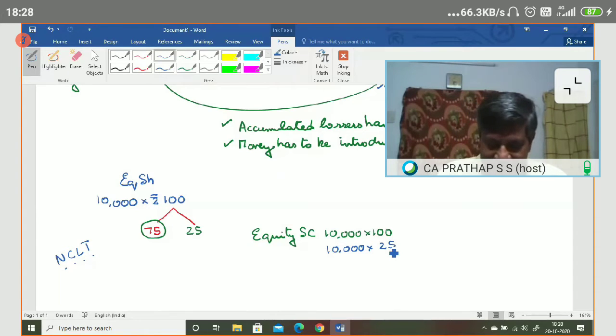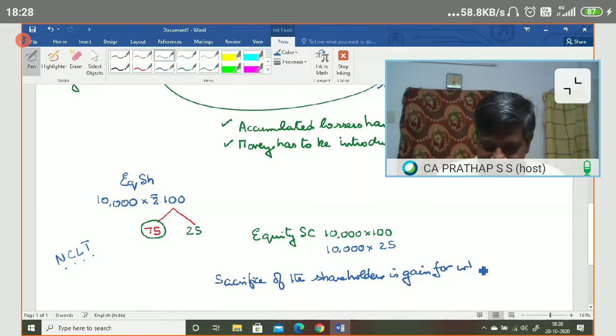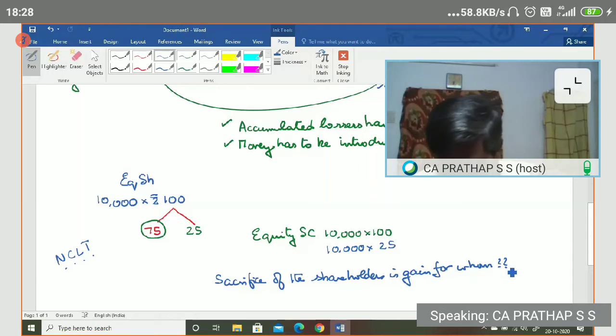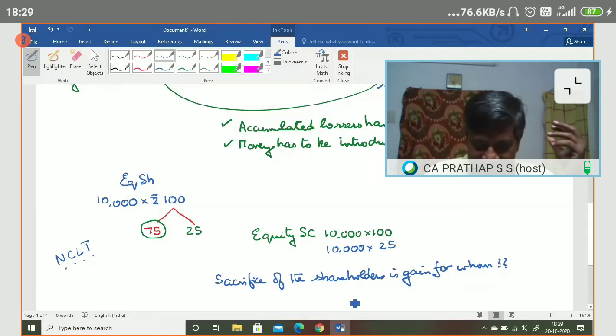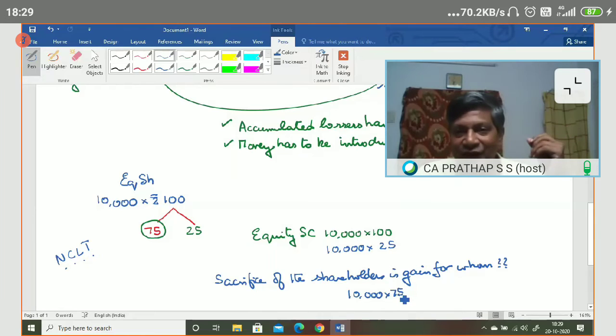And the sacrifice of the shareholders is whose gain? Tell me, whose gain? Is it a gain for whom, guys? Very good. It is the gain for the company. So how much is the gain for the company here? 10,000 into 75, because on a 100 rupee share, the shareholders have agreed to sacrifice 75. So it is a gain.